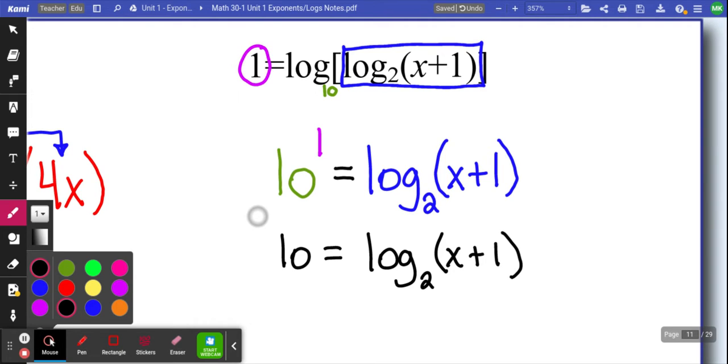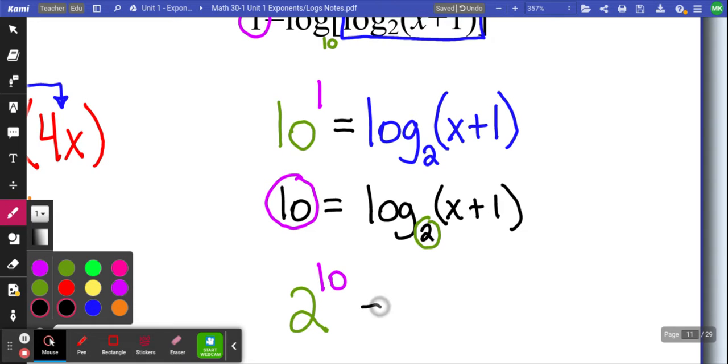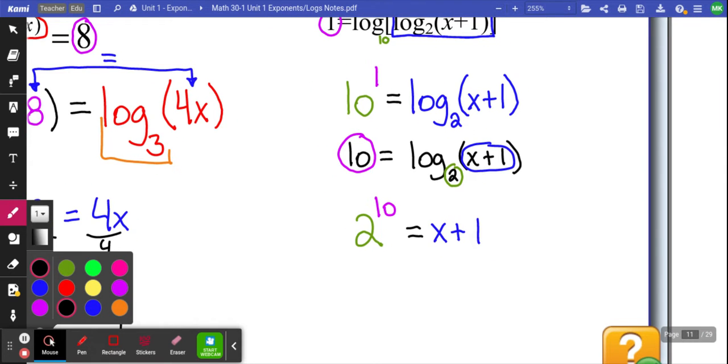X is now part of this log. So let's turn it into an exponent again, right? Let's go back into power form one more time. Base of the log is base of the power. Whatever was on the other side becomes the exponent, equals the argument, x plus 1. My logs are now all gone. I can move my 1 over. It would look like this: 2 to the power of 10 minus 1 equals x.